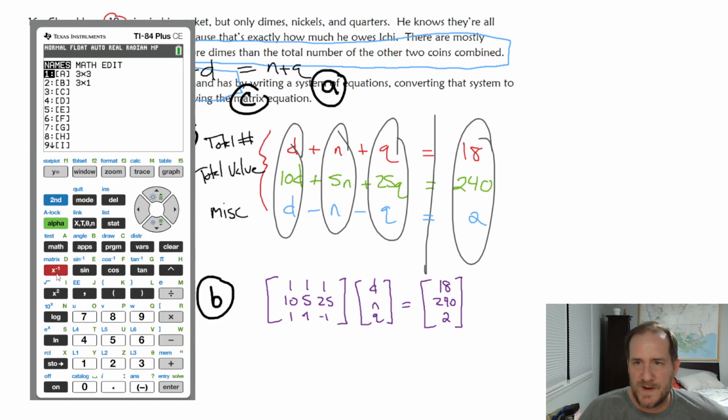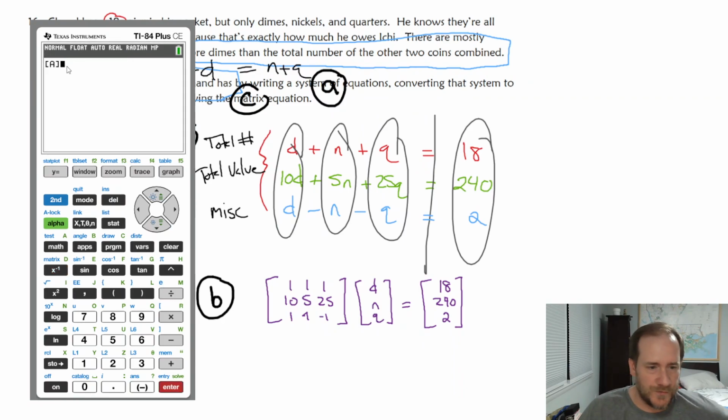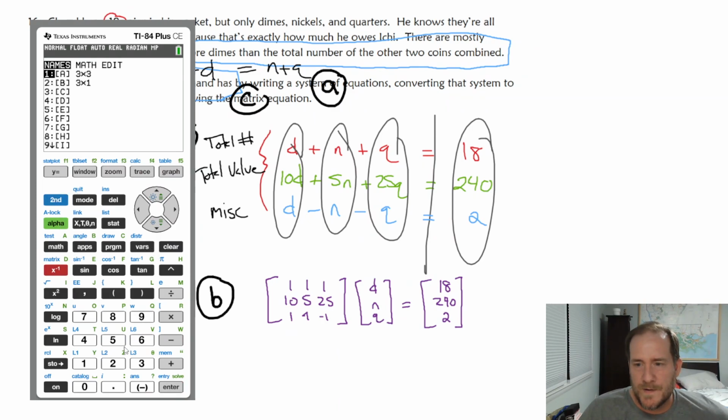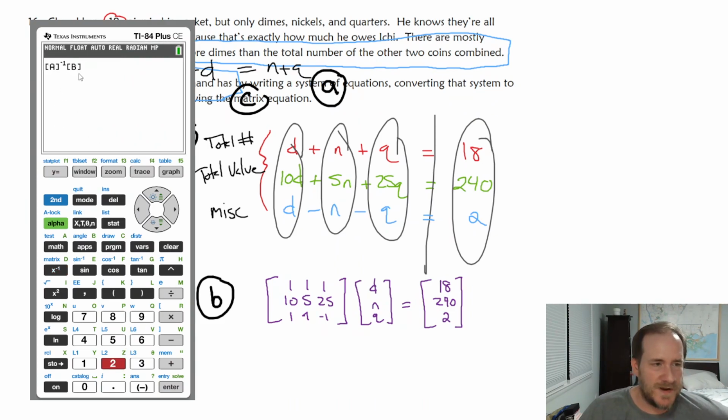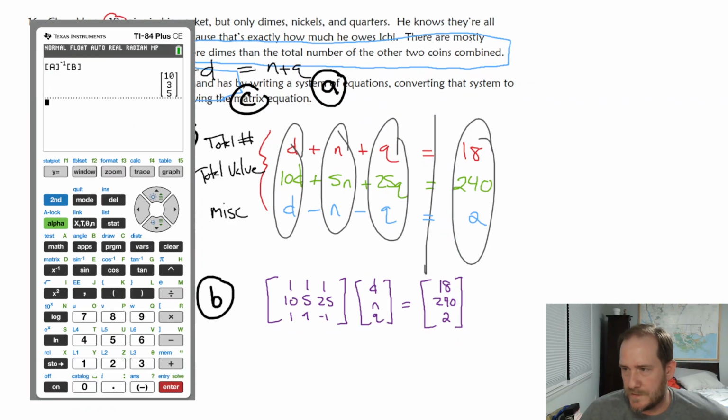I will then go matrix, and I'll choose matrix A. While still on names, I'll choose matrix A. That'll dump A to my home screen, and I can then press inverse, and then I can multiply by matrix B. You can hit the multiplication sign. You don't have to. As long as they're next to each other, it understands to multiply. Anyway, I'll now mash enter, and I'll get 1035, which is the correct answer. So I will now record that answer.